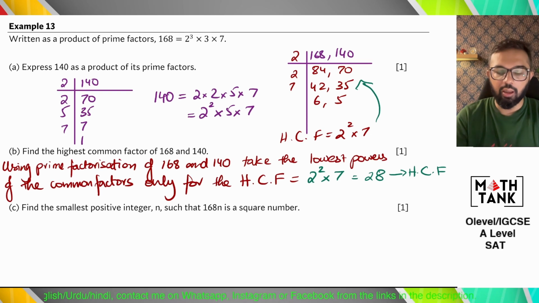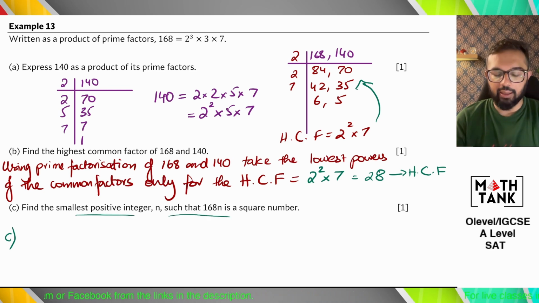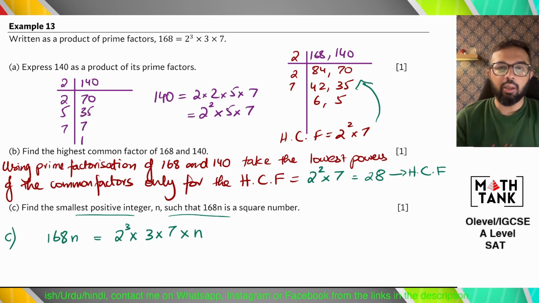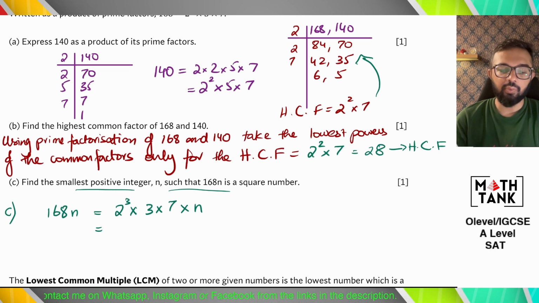Example number 13. There is a third part to this as well. Let's talk about the third part. Find the smallest positive integer n such that 168n is a square number. Okay, so 168 is already there for you. What n means is that it's simply multiplied by n. So this is 2 cube into 3 into 7 into n. Now remember that first thing that you need to do is write this out in pairs.